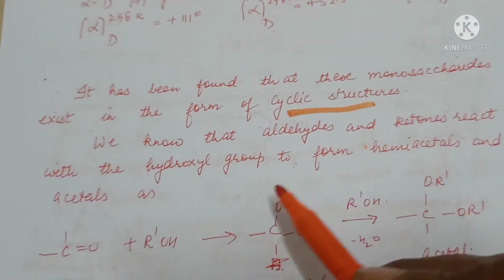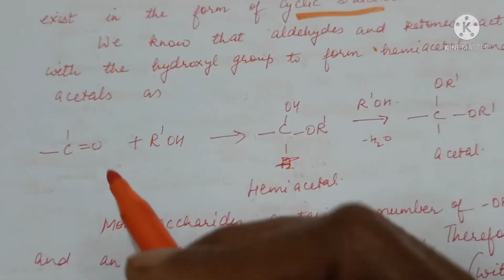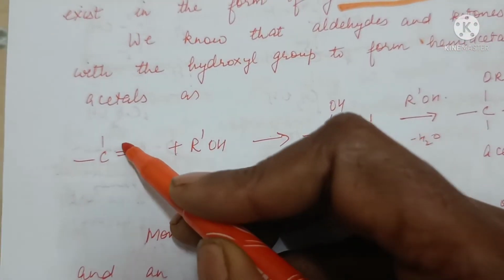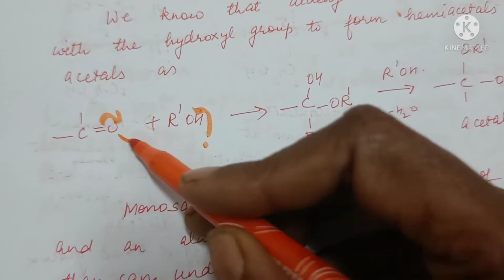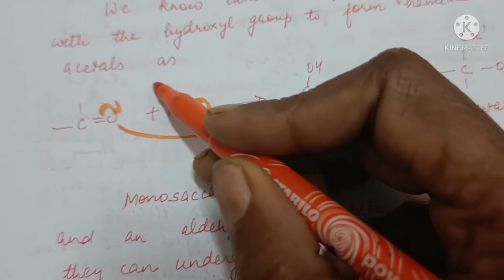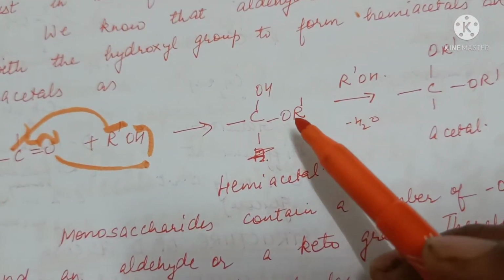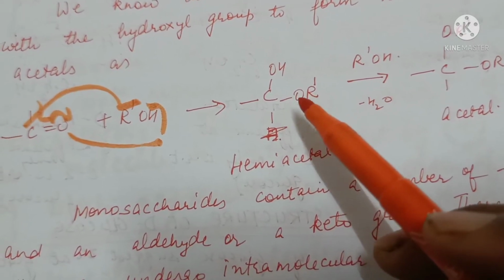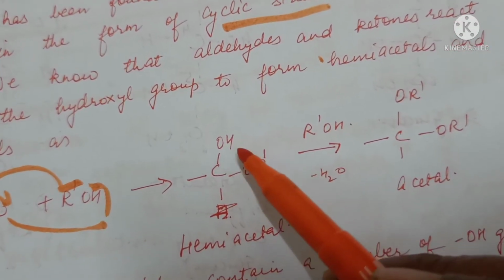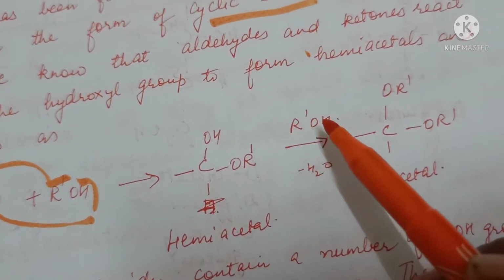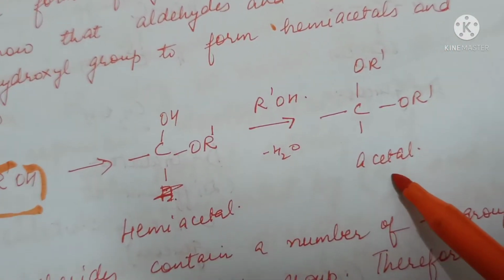We know that aldehydes and ketones react with the hydroxyl group to form hemiacetals and acetals. That is, the electrons will be moved towards oxygen. The H of the OH group will go to the oxygen, whereas the OR part will go to the carbon. So as a result, H has gone here and formed OH, and OR is attached to carbon. So this is a hemiacetal. And on reacting with another alcohol molecule, this OH and ROH will combine to form water, and OR dash gets attached here. So when two OR groups are attached, it's called an acetal.